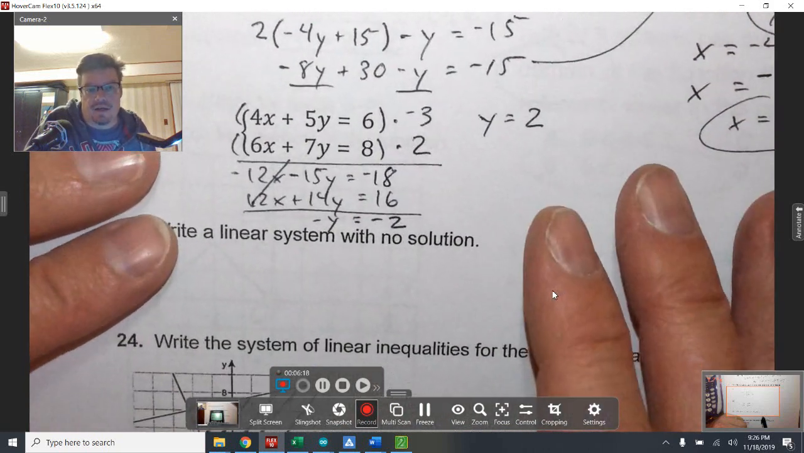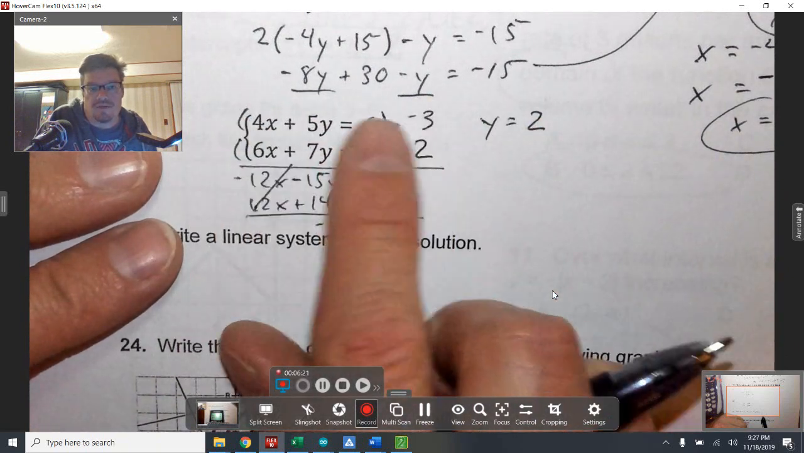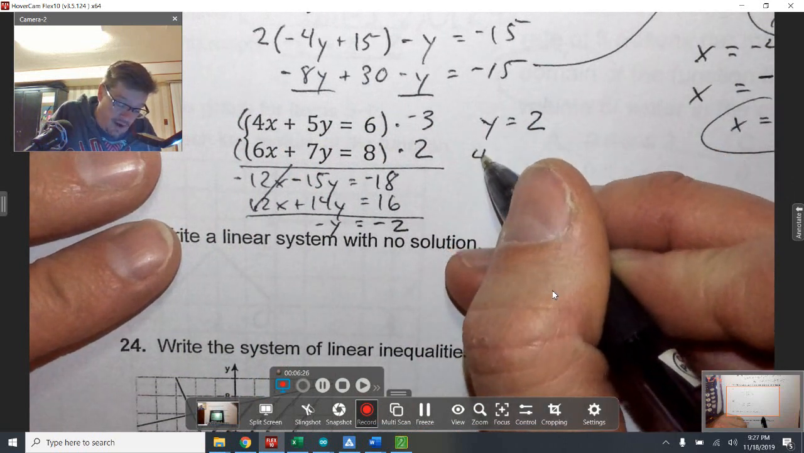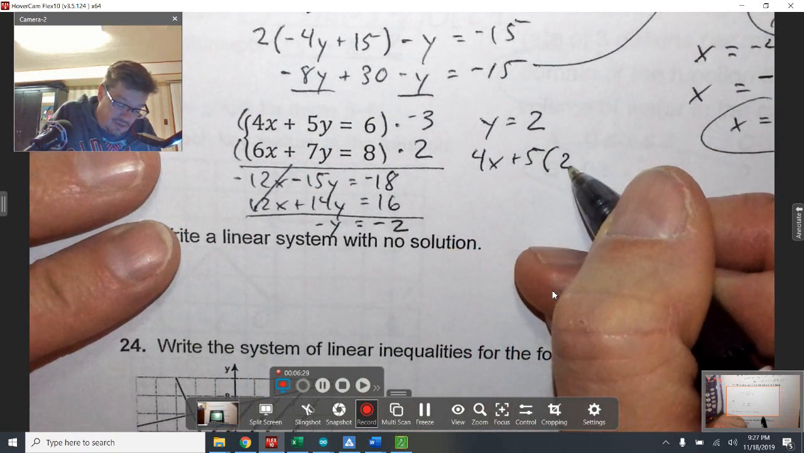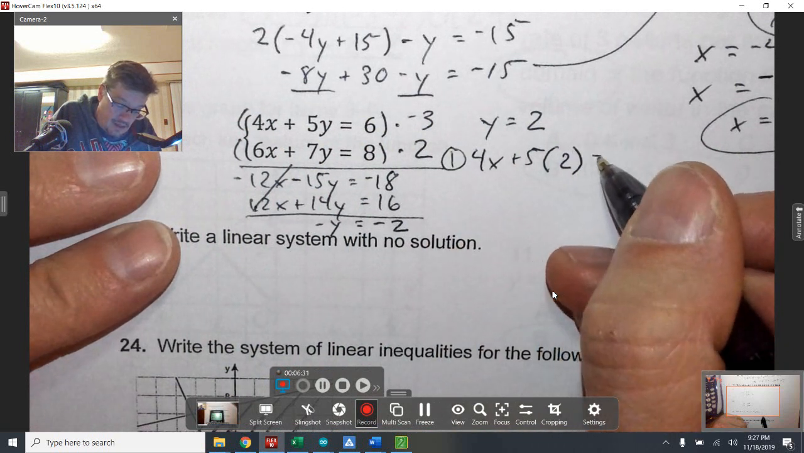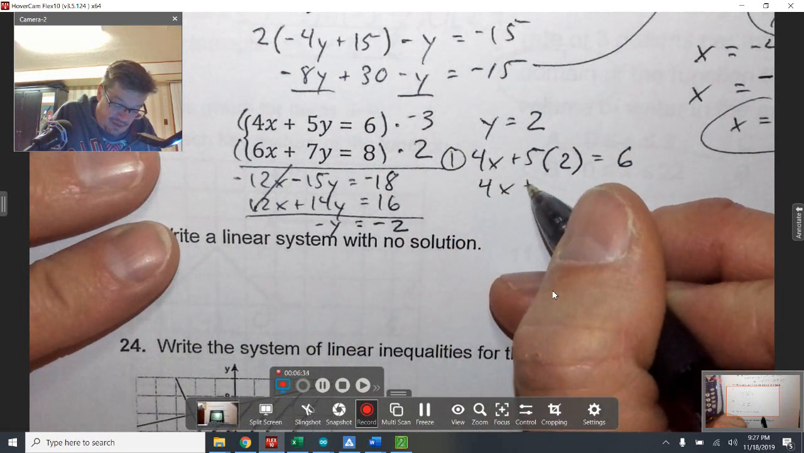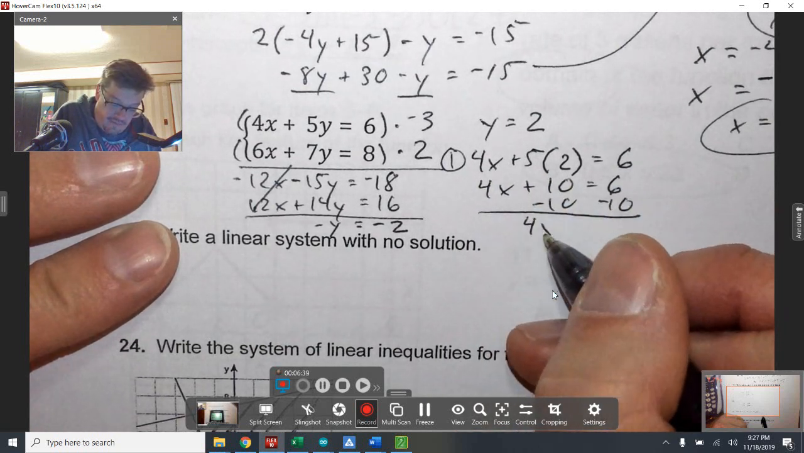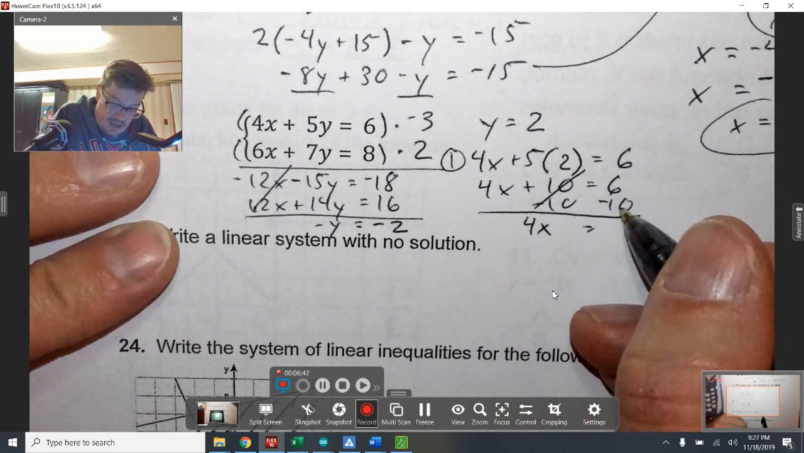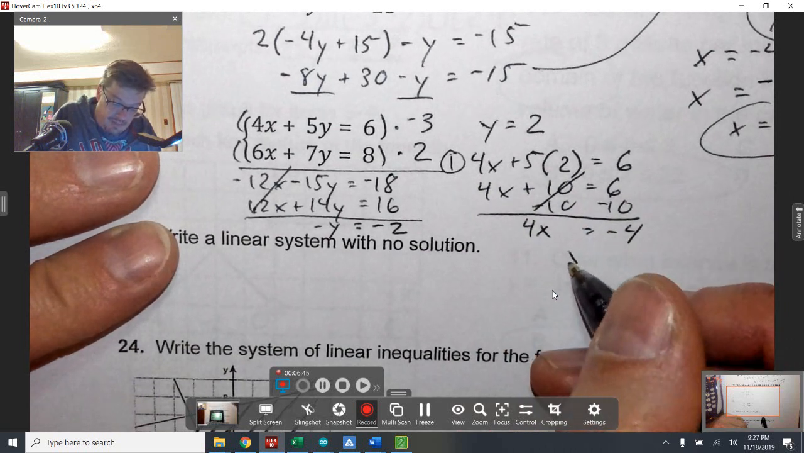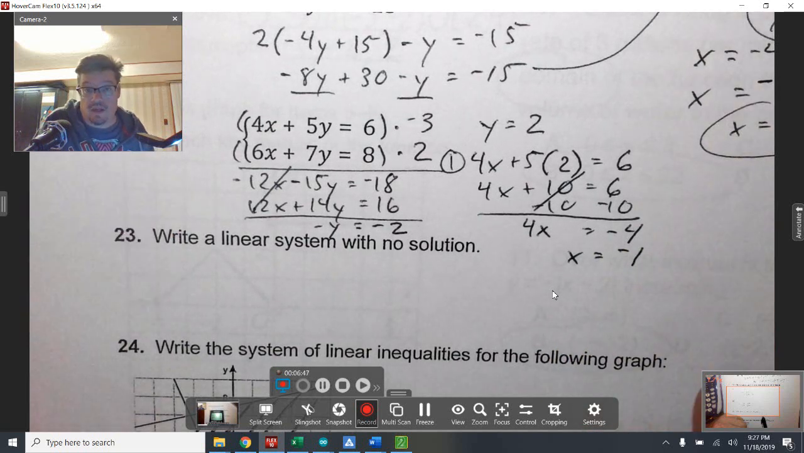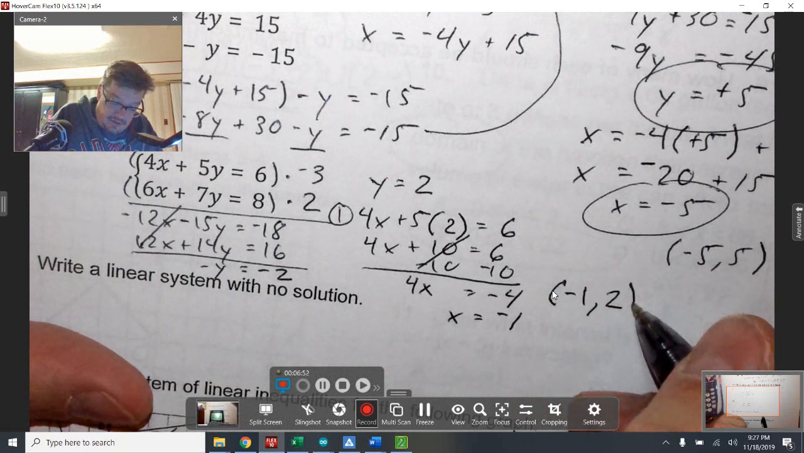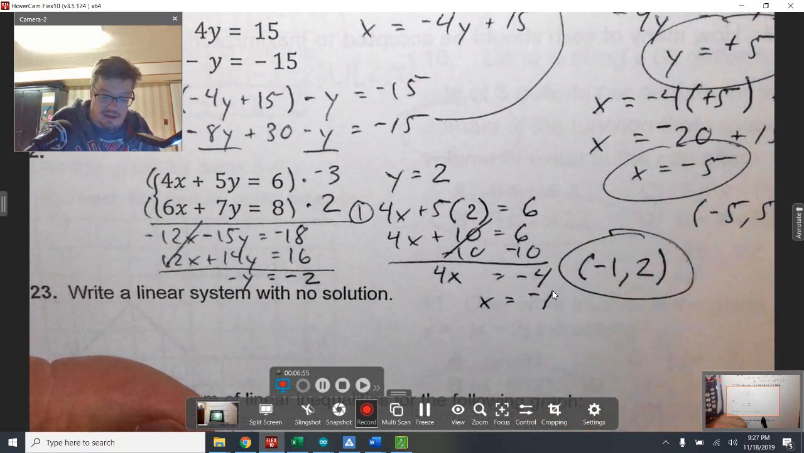That's great. I'm halfway done, so I can plug it into either one of these to figure out what x is, and it doesn't matter. I'll just choose equation 1. So 4x plus 5 times 2 equals 6. So 4x plus 10 equals 6. I will subtract 10. I end up with 4x, because those cancel out, equals negative 4. So that means x has to equal negative 1. So my final answer would be negative 1, positive 2, and that would be my solution.